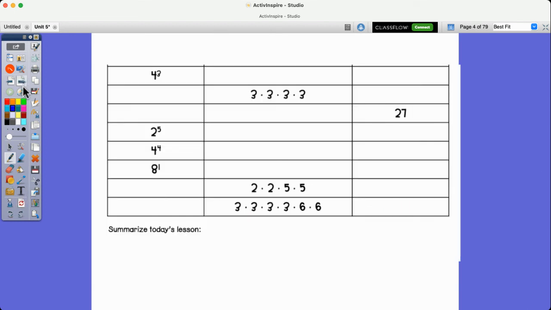Okay, so I am going to ask you guys to finish this for homework. You're going to finish writing these out in standard, exponent, or extended form. And then you're going to summarize the lesson. I need to see something about your base. I need to see something about your exponent. I need you to use those words, and I need you to explain what extended form is and give me an example. Okay?